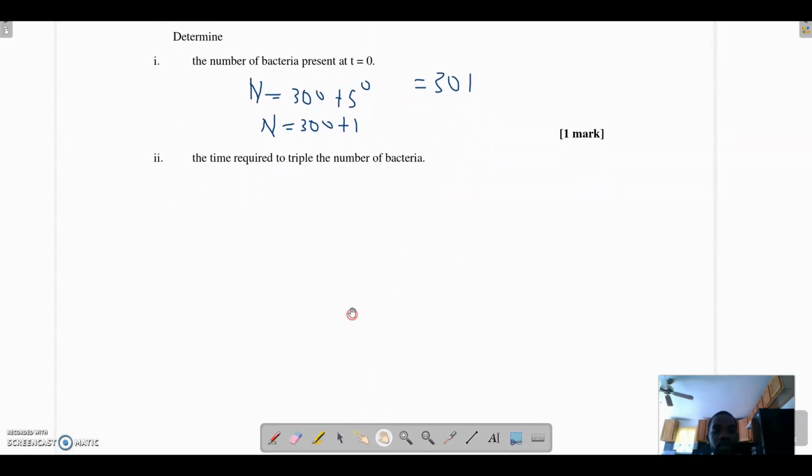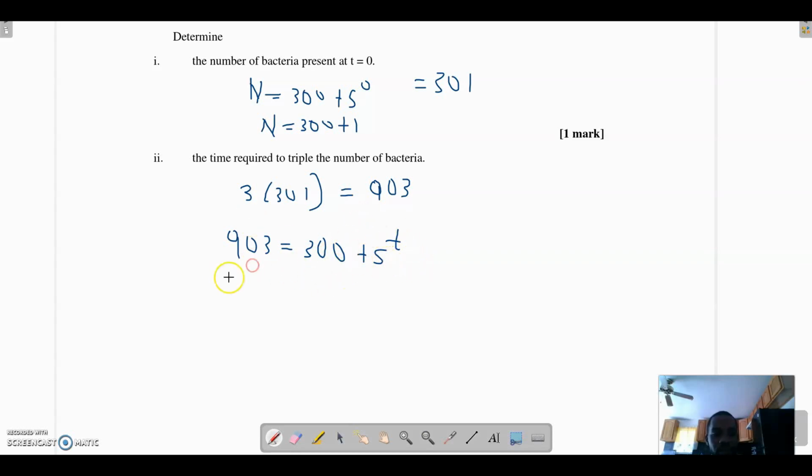Now the time required to triple the number of bacteria. All right, so let's say we triple this. It will be 3 times 301, which is 903. So n would be 903. So I'm going to have 903 is equal to 300 plus 5 to the t, because that is what we want. We want to find out what t is.